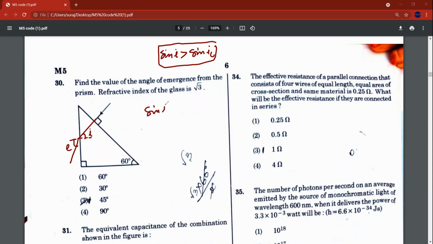That means sine i by sine e is mu2 by mu1. mu1 is root 3. Sine i is given how much? See, this is 90, this is 30, this is 60. i will be 30, sine 30 is 1 by 2. So sine e will be root 3 by 2, so you will get 60. So e is 60 degree. Option 1. Now question number 31.